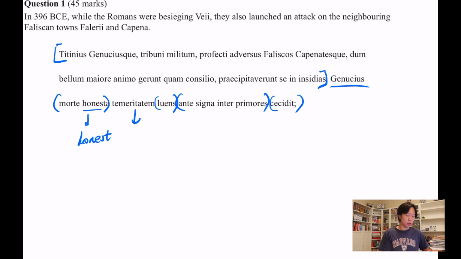Don't jump to your dictionaries. Luens, don't know what that means. Ante signa, before the standards. Inter primores. Primores I know means like first people or nobles, but I feel like there might be a different definition in a military setting, so I will check that as well. But once again, just a placeholder, first people.